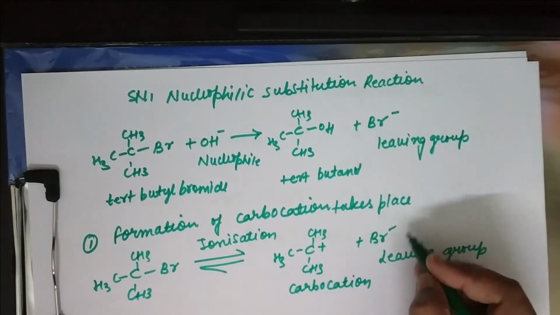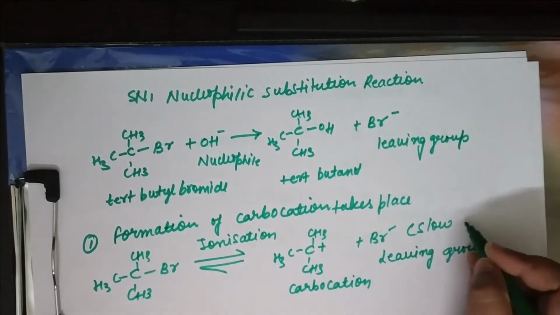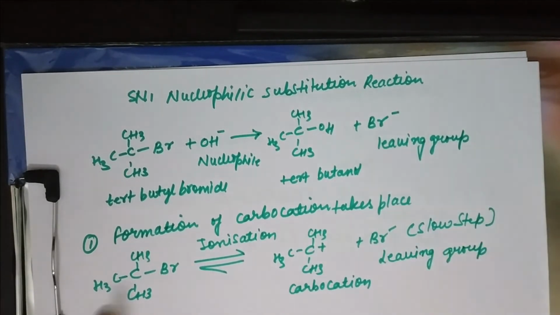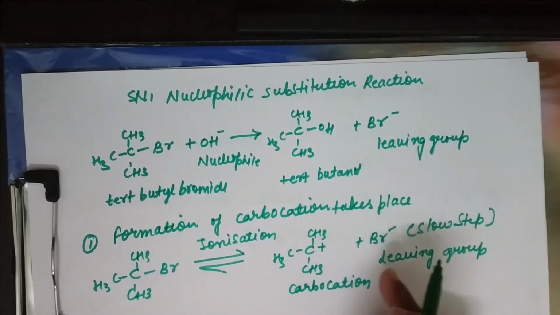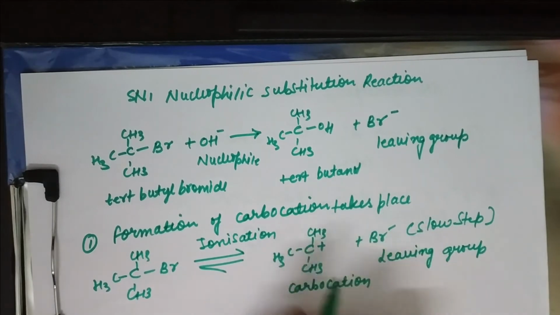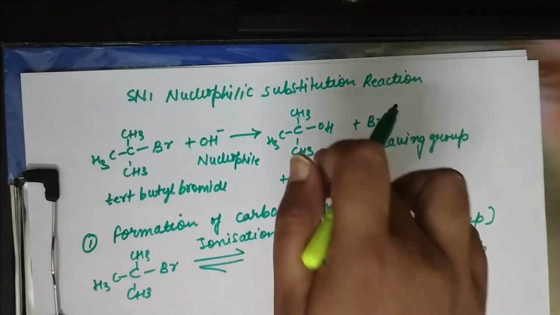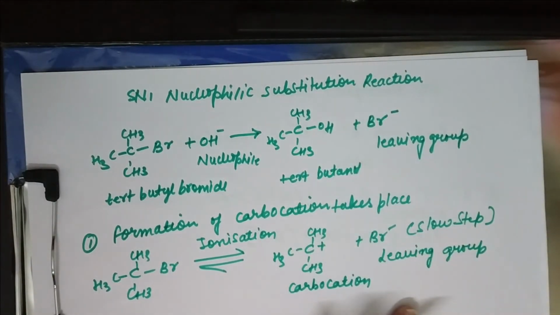So this is the slow step, or the rate determining step. The whole reaction depends on the formation of this carbocation. The more carbocation that forms, the more substitution there will be by the OH ion. So the rate of reaction depends on the formation of carbocation. This is the important step.